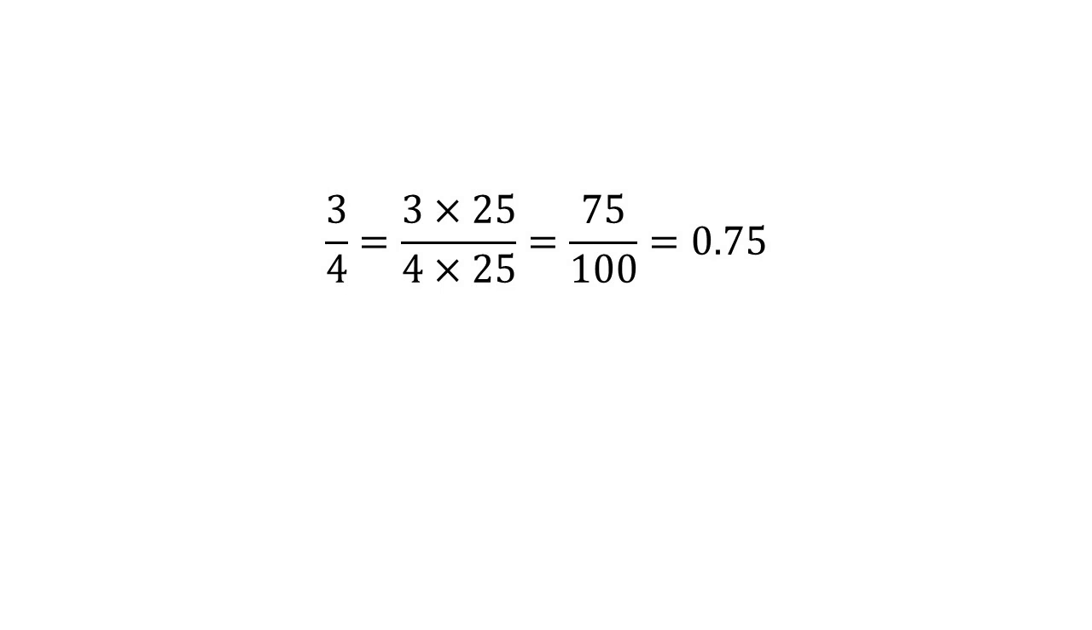Now, if it is 3 by 4, we cannot convert 4 into 10. But we can convert 4 into 100 by multiplying by 25. So you just multiply numerator and denominator by the same number 25. So it is 3 into 25 divided by 4 into 25, which is 75 by 100, and that is equal to 0.75.